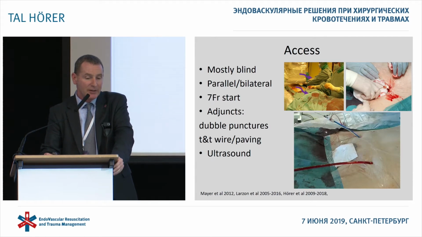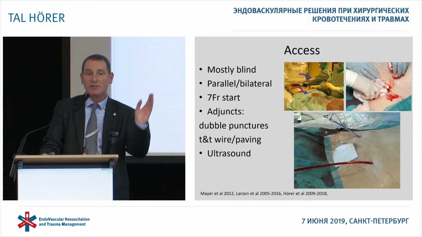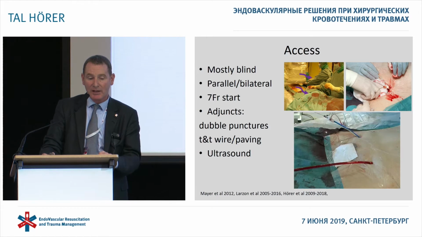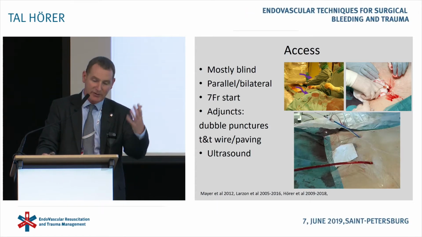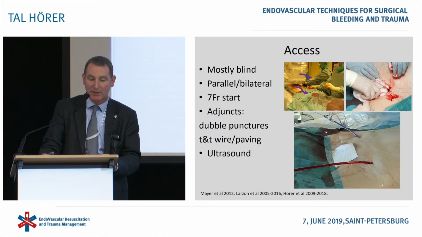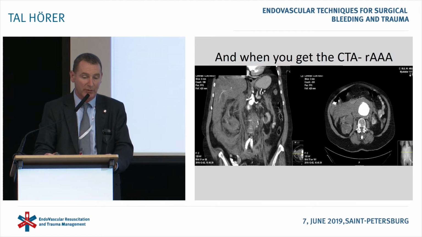You do it parallel, you get a 7 French inside for the ruptures. This is the routine kit. It's 7 French bilateral. If you need, you can do double puncture or different methods, through-and-through wires, techniques to get the stent graft in place. Ultrasound, more and more coming. Now it's coming, and we try to use it more and more.